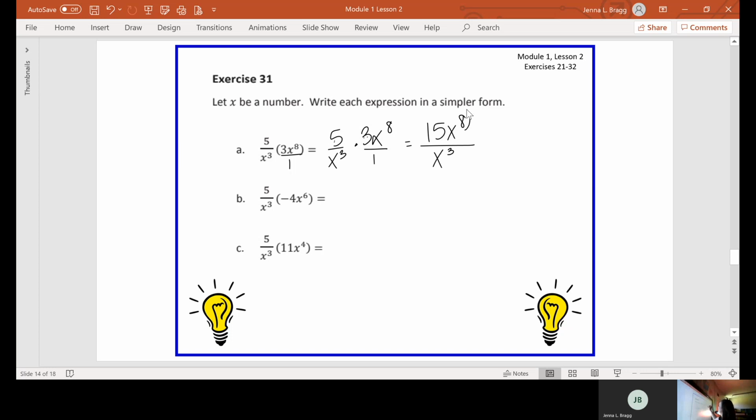Now I need to simplify my things with common bases, which are my x's. So I've still got my 15. Don't forget about your 15. And I subtract my exponents, giving me a final result of 15x to the 5th power. All right, part B. I've got my first fraction, 5 over x to the third. And like earlier, first step is to stick a 1 underneath the whole number so that we can multiply straight across.